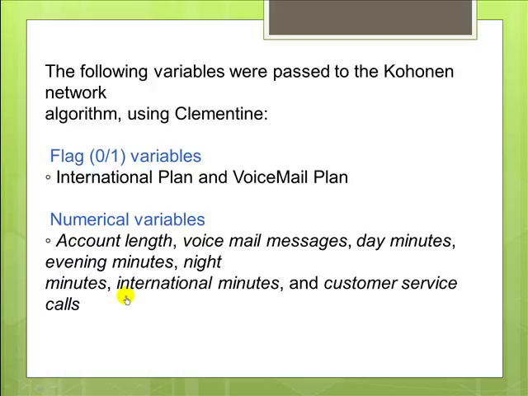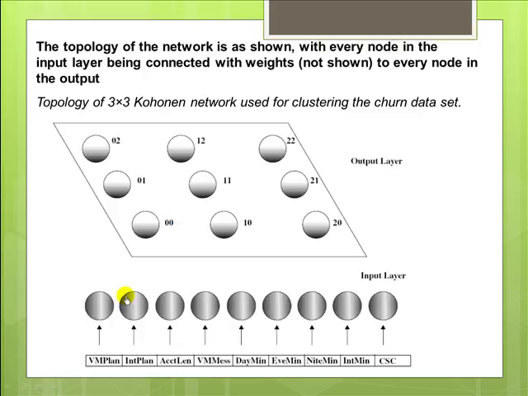International plan and voicemail plan. Both of those are yes/no variables, 0, 1 variables, or flag variables. And then numerical variables, we're going to use account length, voicemail messages, day minutes, evening minutes, night minutes, international minutes, and customer service calls. So I guess we're not going to be using all the variables. I'm not sure, but it seems like they're planning just to use a subset of them.